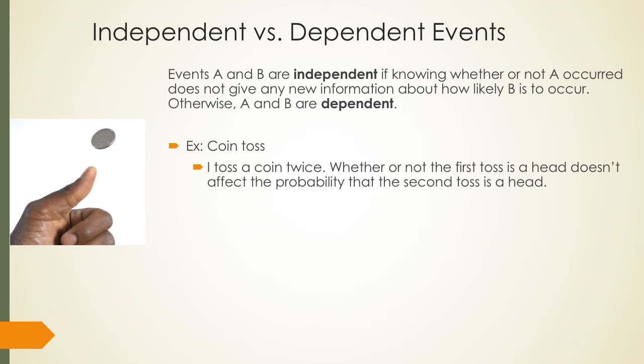Consider the example of a coin toss. Suppose I toss the coin twice. Here, I can think of the first toss as the event A and the second toss as the event B. Whether or not the first toss is a head doesn't affect whether or not the second toss is a head, so these events are independent.